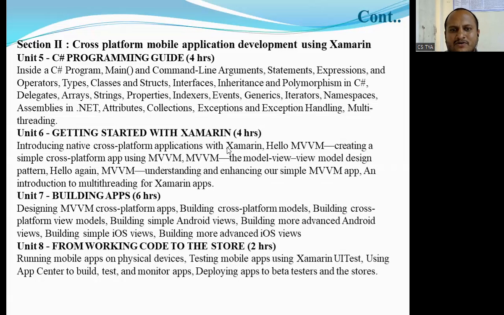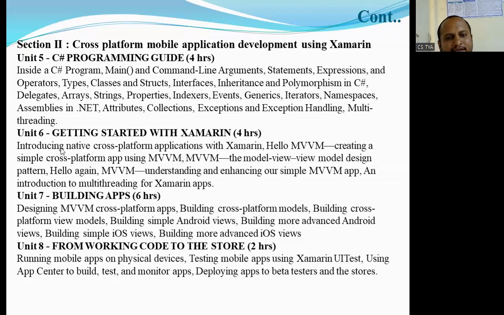So in Java, you have studied interfaces, inheritance, polymorphism. Then delegates, array, string, properties, indexer, event, generics, iterators, namespaces, assemblies in .NET, attributes, collections, exception and exception handling, multi-threading. This is unit number 5, C# programming.